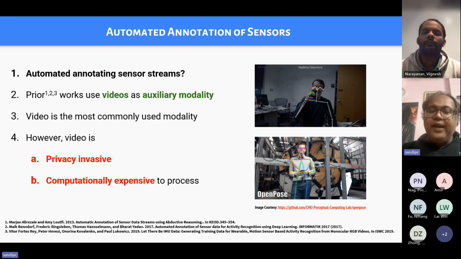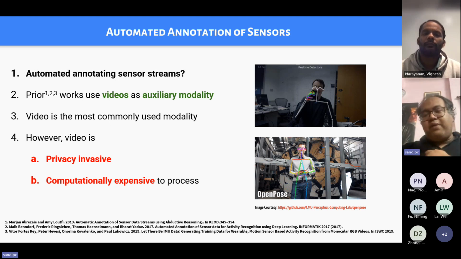What we observed from prior work is that some works have taken video as an auxiliary modality. You take the video, and from the video you try to automatically identify the activity, and then use that to label your accelerometer or wearable sensor data, right? But video has different kinds of issues: it is privacy sensitive and computationally expensive.